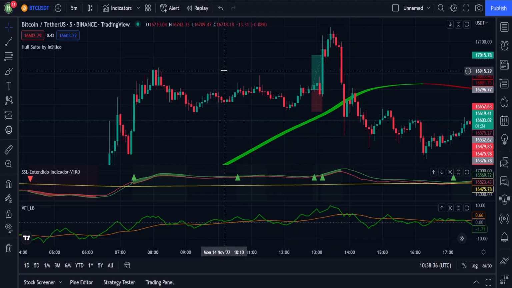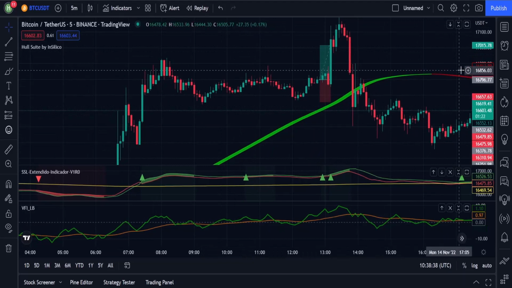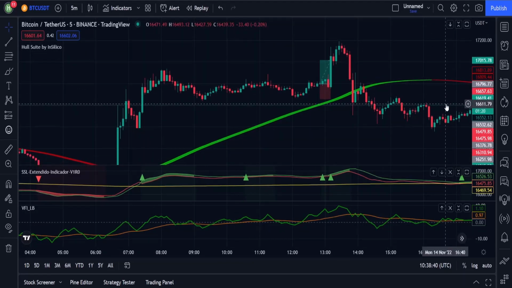I would recommend you guys use this strategy in your trading, but before that make sure to backtest it yourself on whichever market you like to trade on.